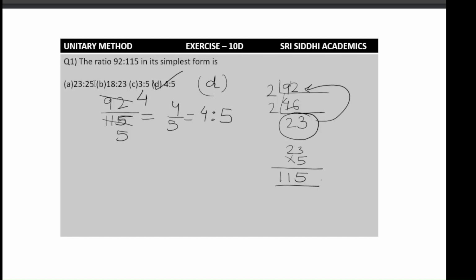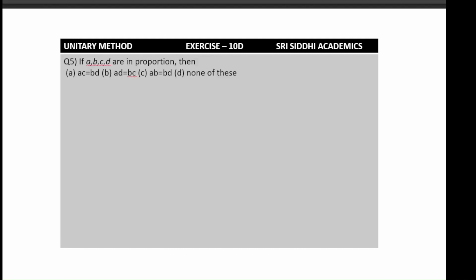Let's move to the next question. I have chosen the next question as question number 5. That question says, if A, B, C, D are in proportion, then choose the correct option. So let's write the proportion first. A is to B as C is to D.